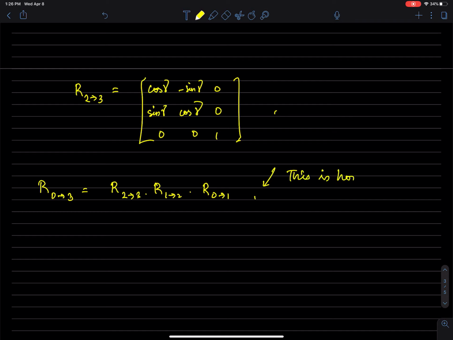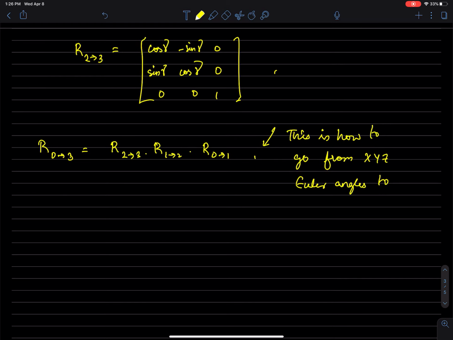This is how to go from Euler angles, specifically XYZ Euler angles, to the corresponding rotation matrix.